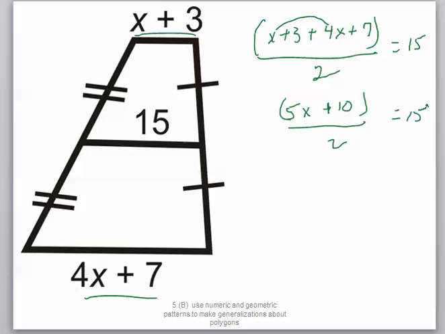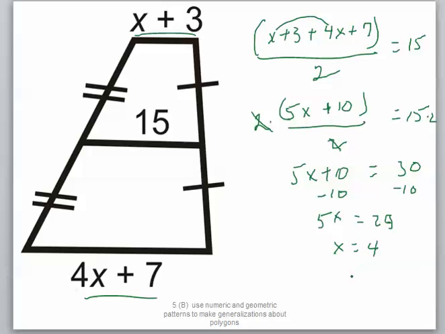Well, you know what? 5x is not going to divide by 2 very nicely. So I'm going to multiply both sides of my equation here by 2. Why? Because then these 2's cancel out, and I'm left with 5x plus 10 is equal to 30. I can subtract the 10 from both sides of this equation and get 5x is equal to 20, or 20, thank you, or x is equal to 4.